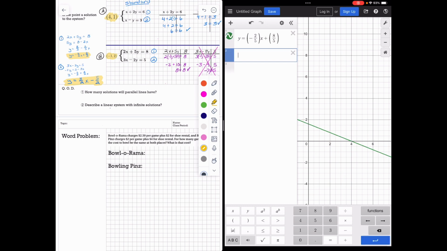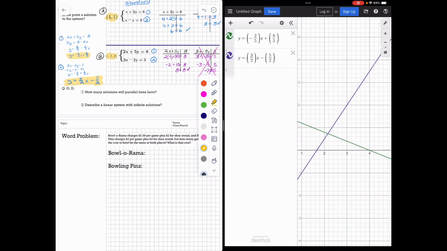Okay. Now the second line, y equals parentheses, your slope is 3/2, close parentheses, x minus, y-intercept is a fraction, put that in parentheses, close parentheses. Now look here, those two lines do indeed come together.